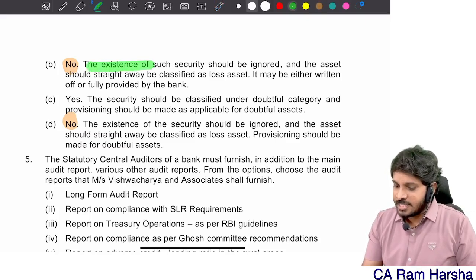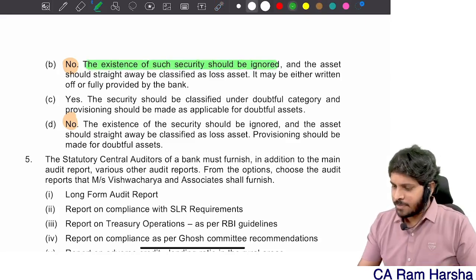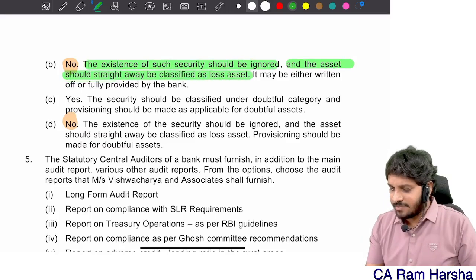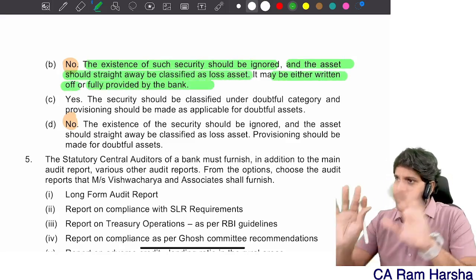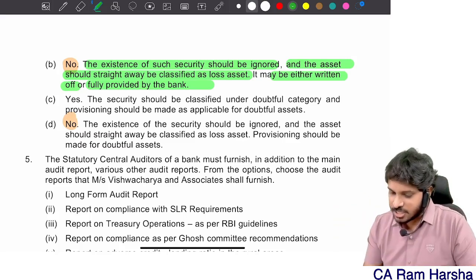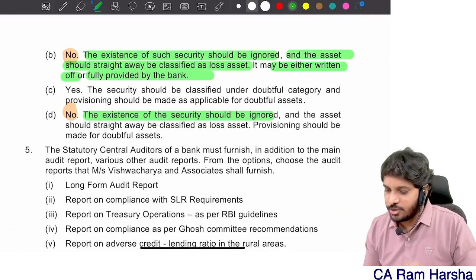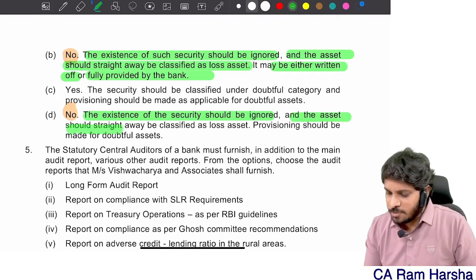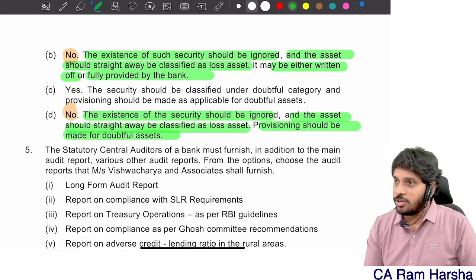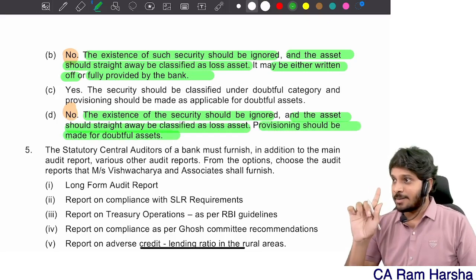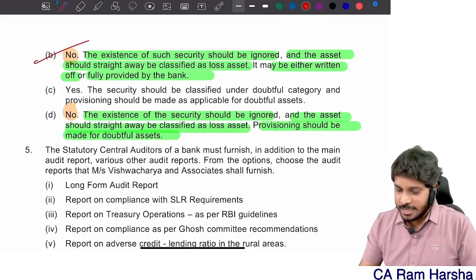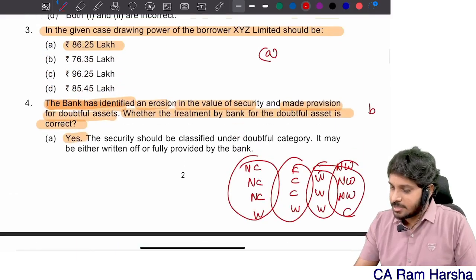So the existence of security shall be ignored. Correct? And the asset should be straight away classified as loss asset. It may either be written off or fully provision will be created. Correct? We'll see the next one, D also. The existence of security shall be ignored, and the asset should be straight away classified as loss asset. Provisioning should be made for doubtful. That is wrong. That is absolutely wrong. Yes or no? So the answer is B. 4th one, the answer is B.